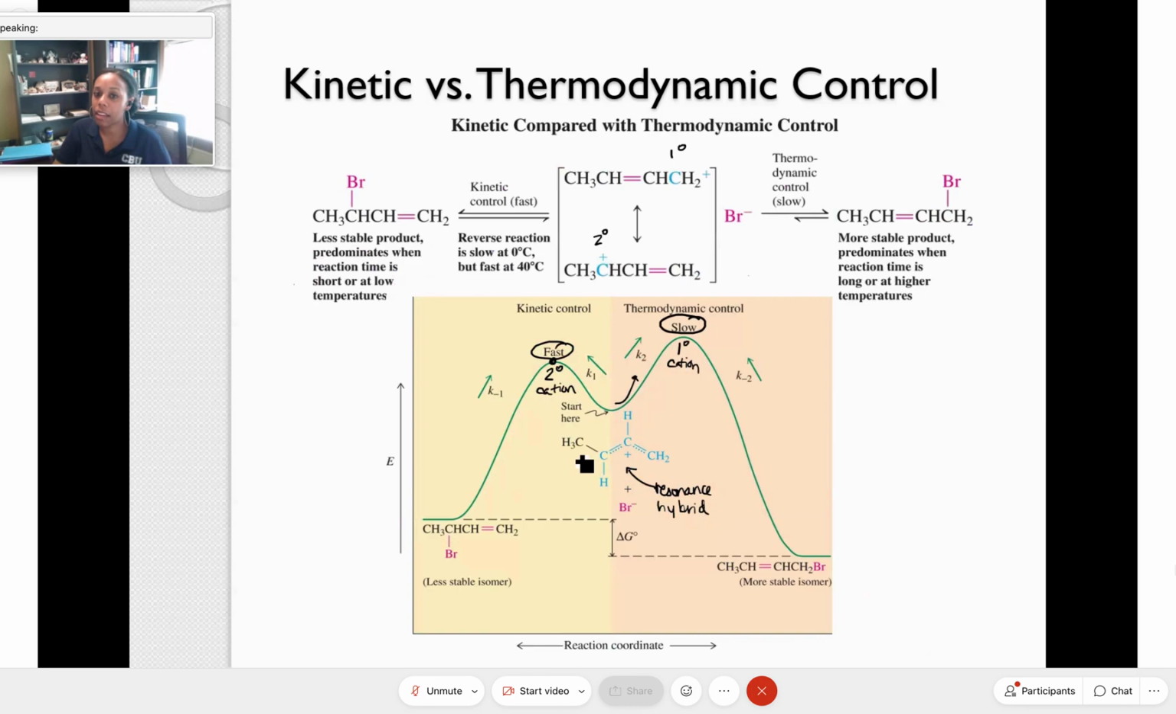So initially, if we keep this at low temperatures, then the fastest reaction will be whatever has the lowest energy transition state. So the fastest has the lowest energy transition state. And so our lowest energy transition state, look at the difference in energy of the products. We're going to get the less stable product, but it had the lowest energy transition state. So at low temperatures, we would make this. We make the higher energy product, but because we're going through the lower energy transition state.